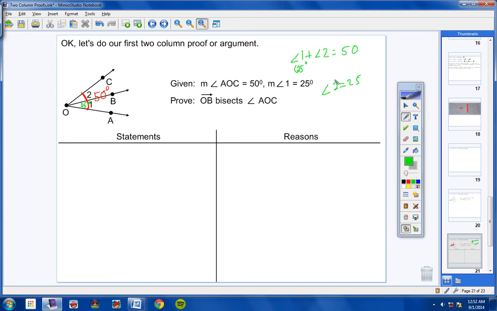Now again, I'm not asking you to have thought of any of this yourself. I'm just simply brainstorming and thinking this through. I mean, it does make sense that if the whole angle over here is 50 and this angle here is 25, then angle 2 has to be 25. And if angle 2 has to be 25, then obviously OB has to be a bisector. It has to cut the angle in half. So with all of that in mind, I'm just trying to think of a way to prove this. Again, I'm not asking you to be able to do this on your own on the very first day, or for that matter, even many days from now. But I do want you to write down what I write down over here.